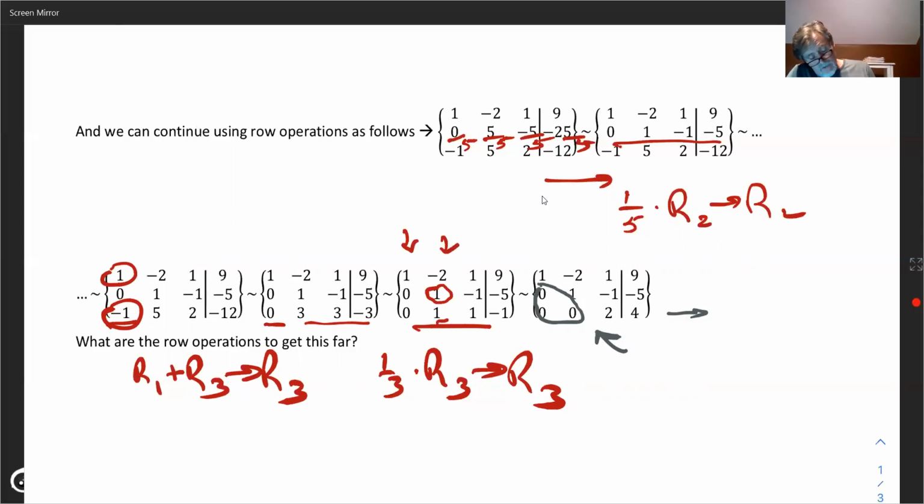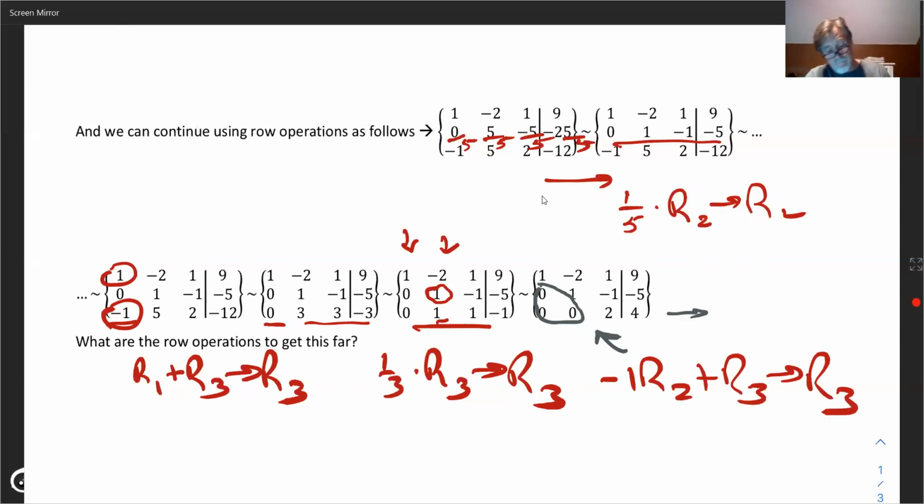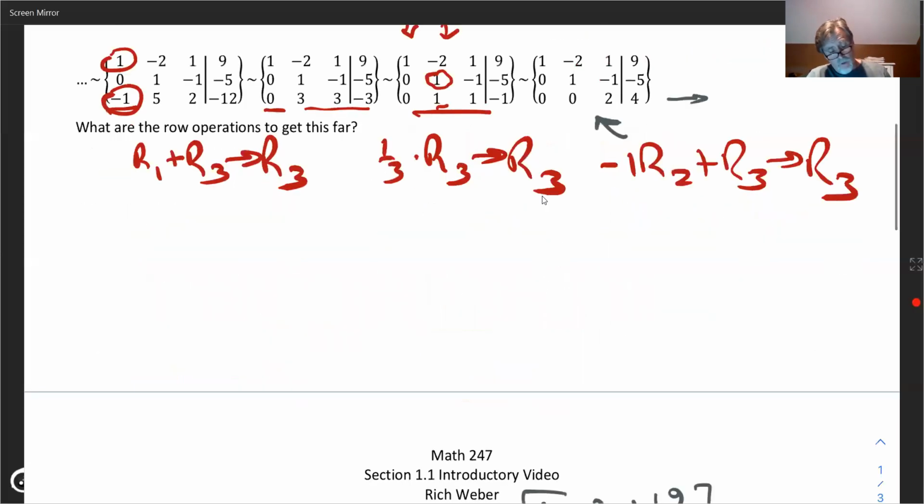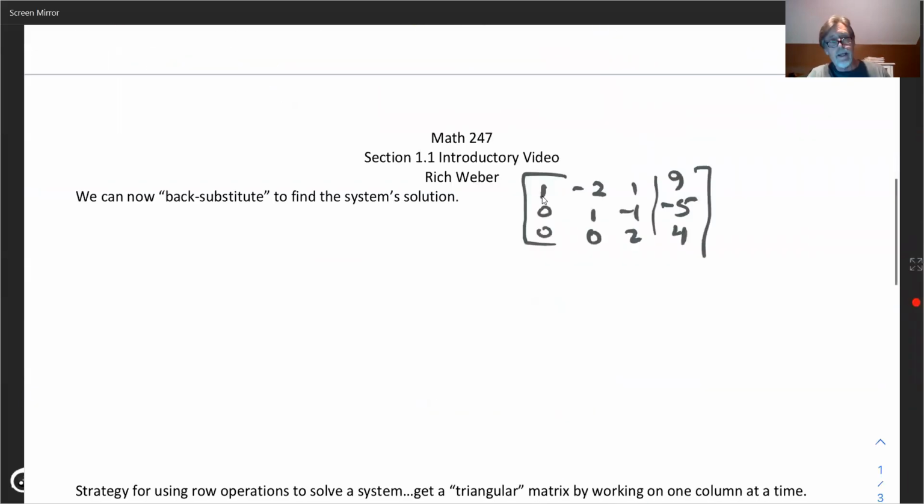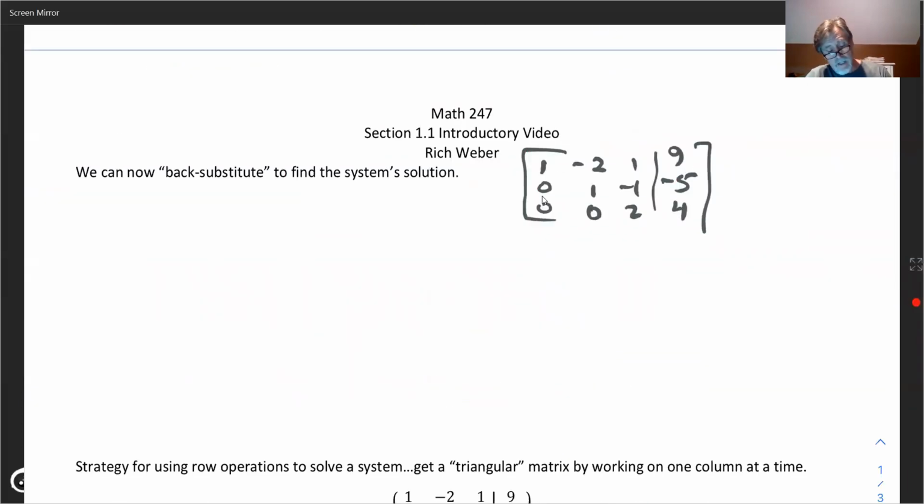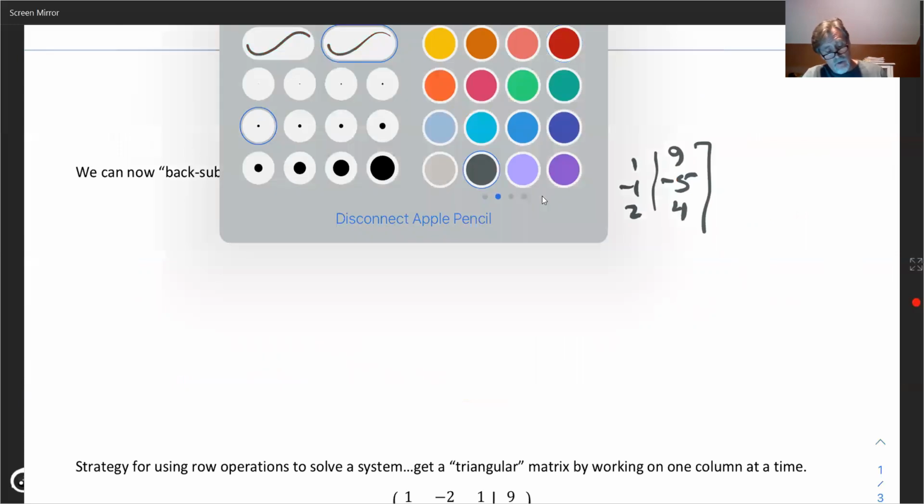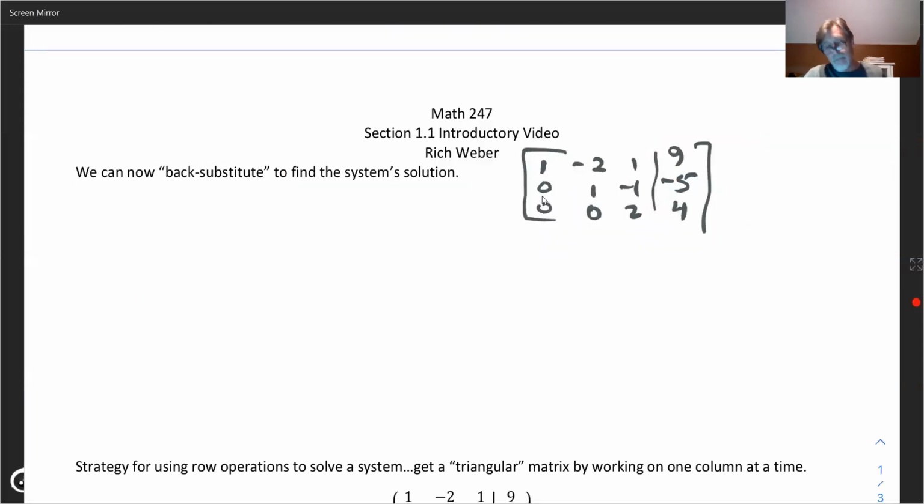So this last one I think would go -1 row 2, add to row 3, new row 3, and we get here. So what's so great about here? Those are the row operations that we're looking for. What we can do now with this, and I had to write it in, is we can solve it. We use this method of back substitution in order to solve it.